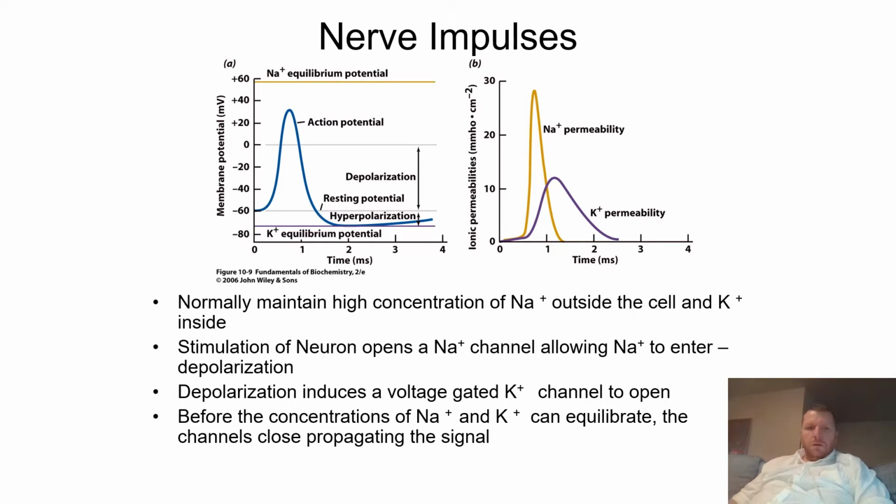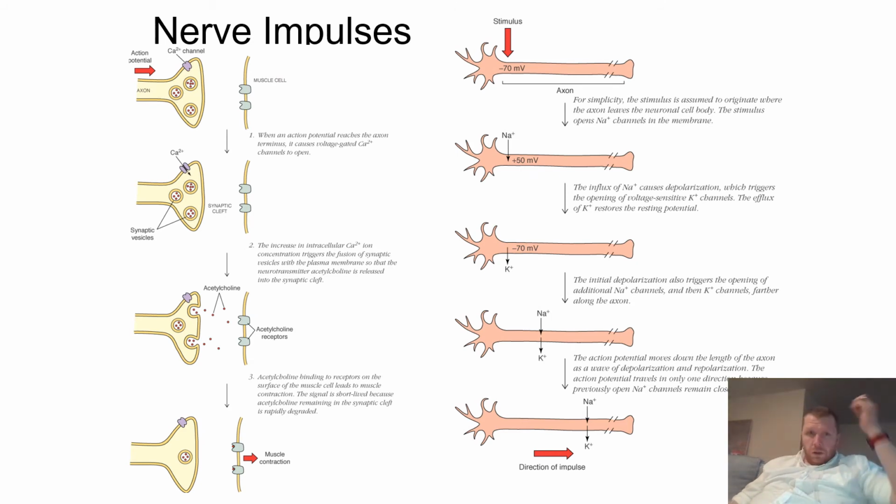Okay, so in addition to that, we have this display of what happens. So here's a crude or simplistic representation of what happens for a nerve impulse. What we have is a calcium channel, and then we have all of these synaptic vesicles that have acetylcholine in them. Now, here is our muscle cell, and this muscle cell has these acetylcholine receptors. So there's going to be an action potential that reaches an axon terminus.